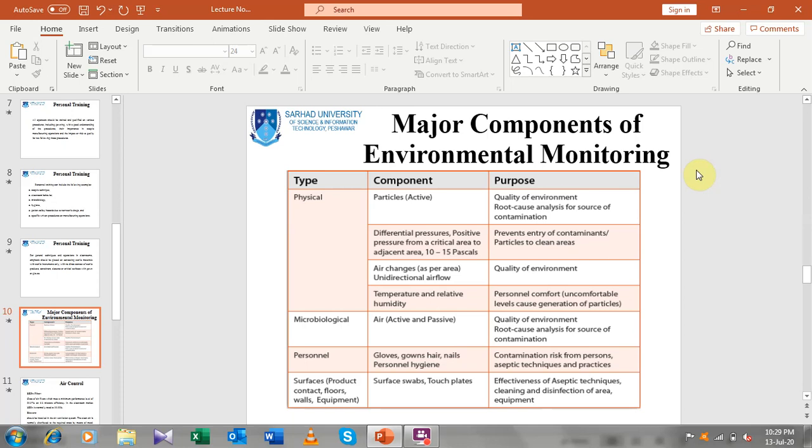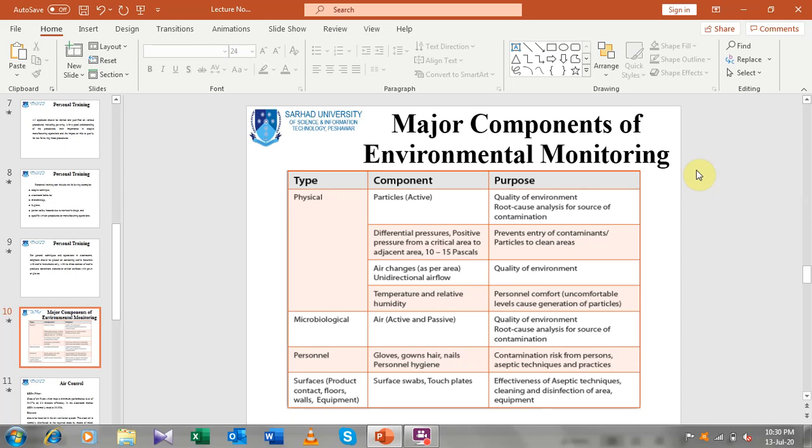Next, I have told you about the air changes as per area, that is unidirectional airflow. In order to maintain the quality of the environment, the airflow in the particular area should be unidirectional, one directional airflow should be followed rather than multidirectional, two directional or bidirectional. Because to maintain the quality of the environment in the particular sterile area, unidirectional airflow should be followed. And the last one in the physical type is temperature and relative humidity. Personal comfort, that is, an uncomfortable level, causes generation of particles.